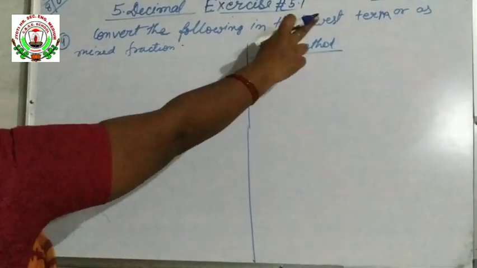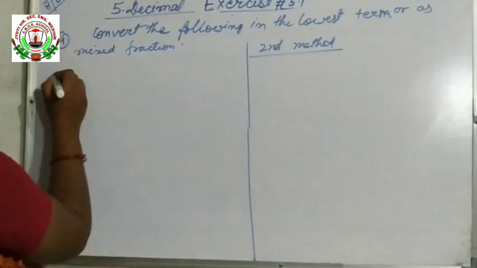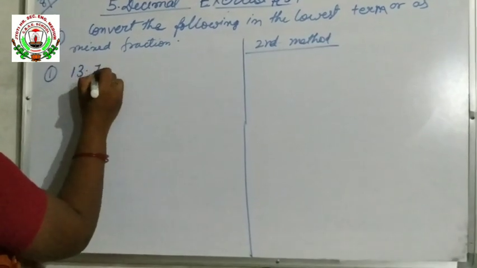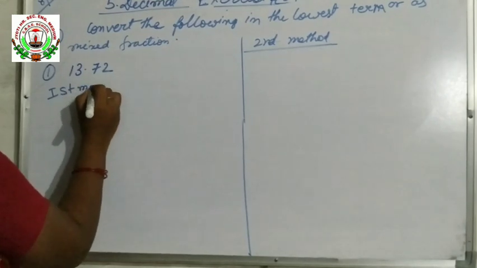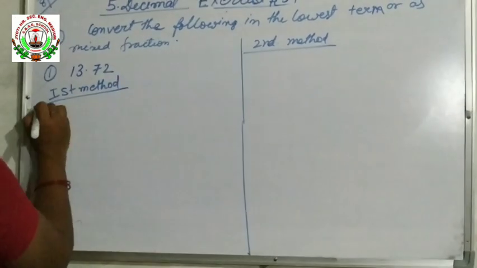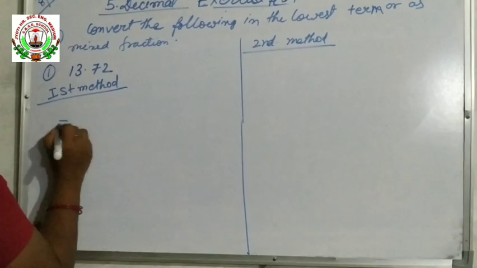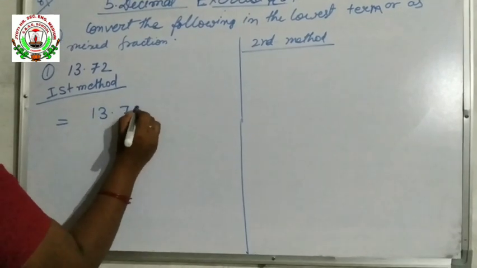Now convert the following in lowest term as a mixed fraction. Question number 1 is 13.72. Here I will solve. It is your first method. In the first method, first we will remove this decimal.